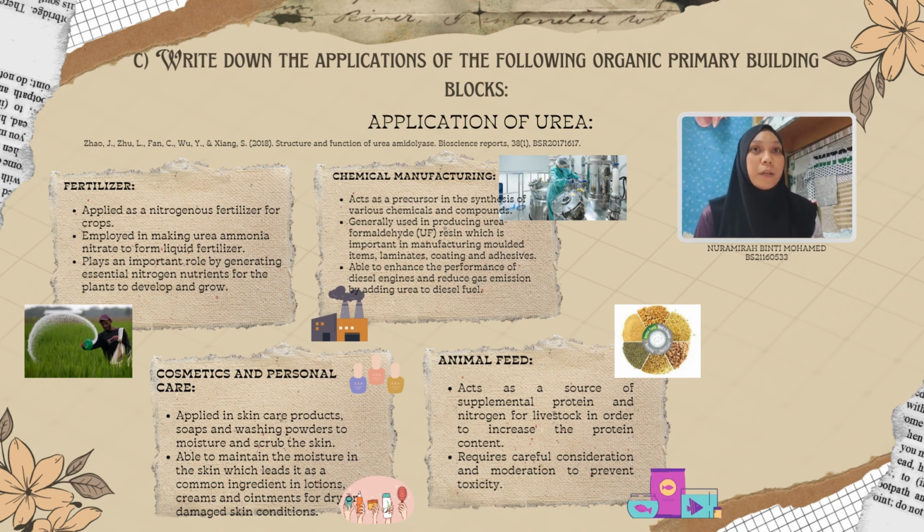In terms of chemical manufacturing, urea acts as the precursor in the synthesis of various chemicals and compounds, generally used in producing urea formaldehyde resin, which is important in manufacturing and creating molded items, laminate coating, and adhesive. It is also used to enhance the performance of diesel engines and reduce gas emission by adding urea to diesel fuel. Lastly, for animal feed, it acts as the source of supplement protein and nitrogen for livestock in order to increase the protein content.